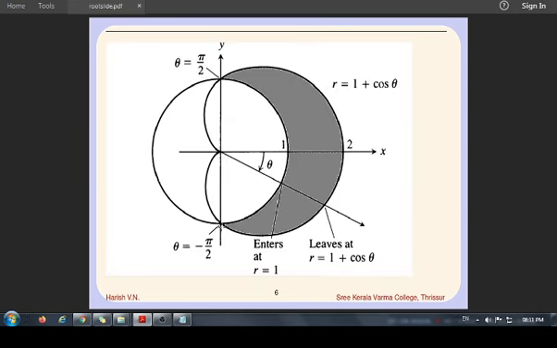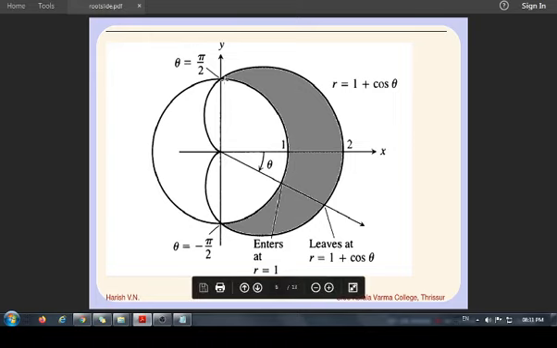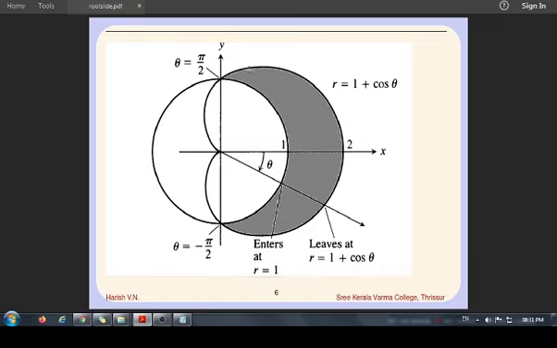And theta limits of integration: theta varies from here to here. So when theta is here, it is minus pi by 2, and when theta is here, it is typically theta equal to 0, it goes on, and the region R is finished when theta is equal to pi by 2. So theta limits of integration are theta equal to minus pi by 2 to theta equal to pi by 2.